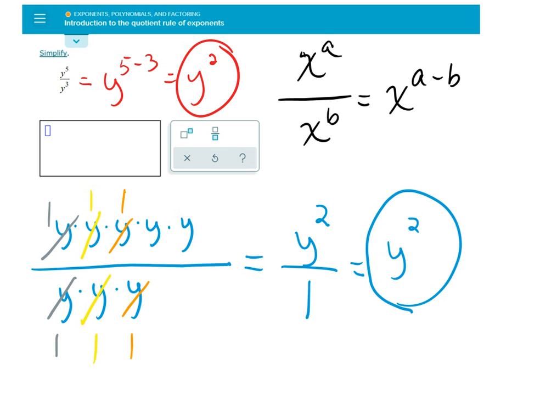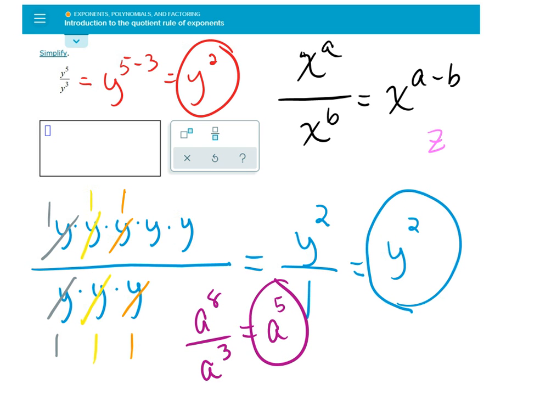So if I had a to the 8th divided by a to the 3rd, that's going to be a to the 5th. If I had z to the 10th divided by z to the 9th, that would be z to the 1st, but we would just write that as z. Just subtract. That's it.